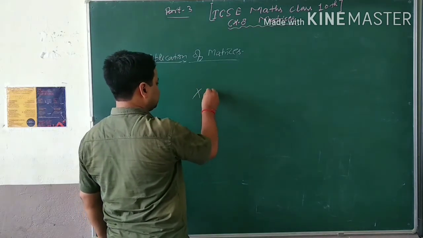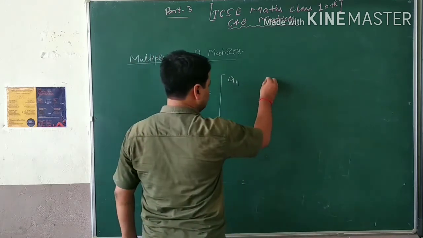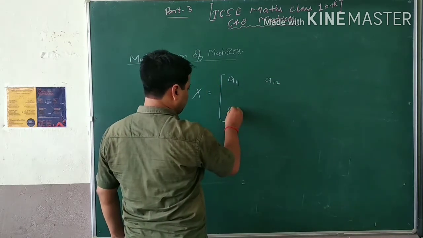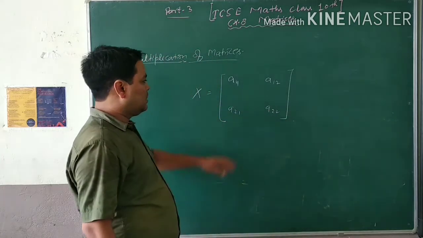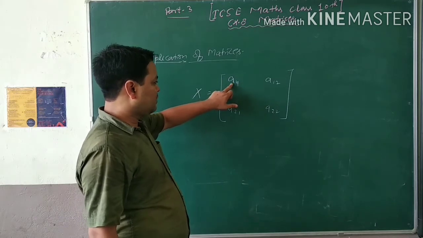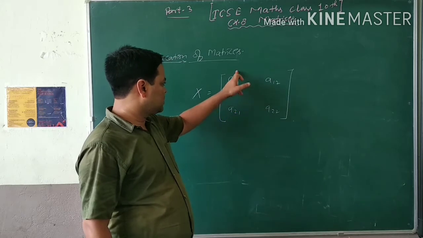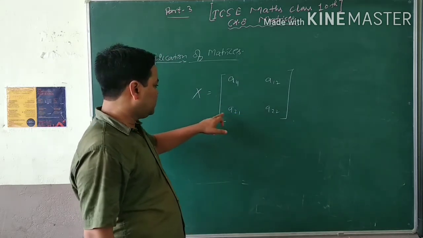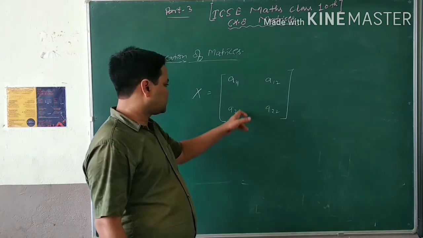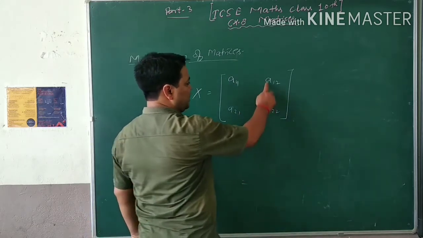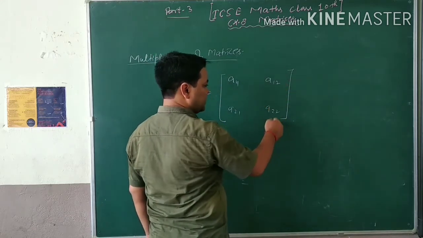Let this be X. Here A11, here A12, A21, A22. These are the matrices. This represents the element of the first row. Here the first represents the first row, and this first represents the first column. Similarly, A21 means these two represent the second row, and this one represents the first column. Similarly, A12 will represent the first row and the second column.